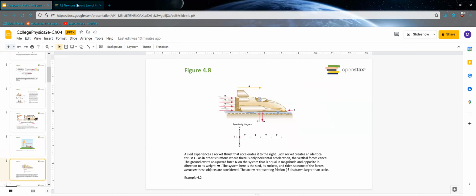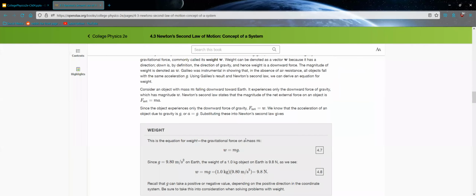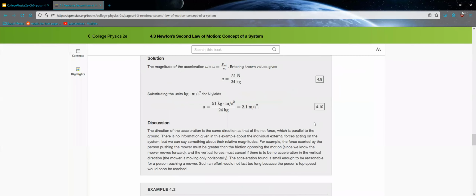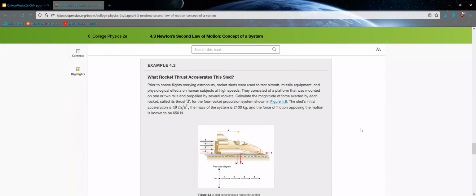So let's take an example, 4.2, and we can go over some of this math. Here we go. So what rocket thrust accelerates this sled? And also, in the third law of motion, I actually explain how rockets work in a vacuum, by the way. But question: prior to space flights carrying astronauts, rocket sleds were used to test aircraft, missile equipment, and the physiological effects on human subjects at high speed.